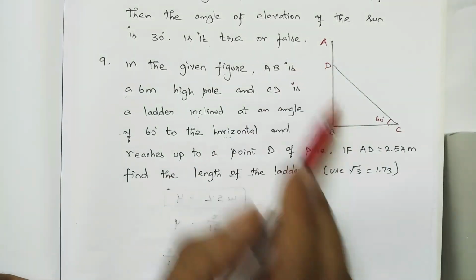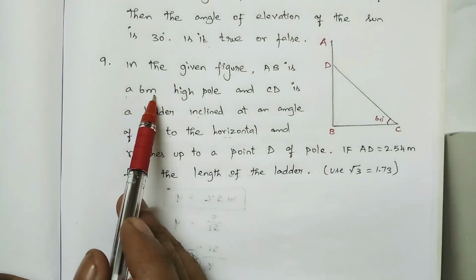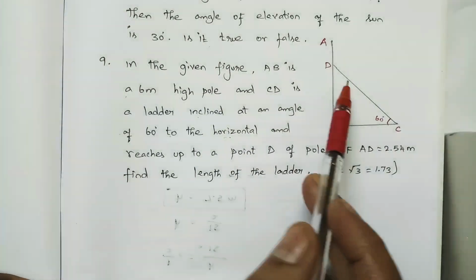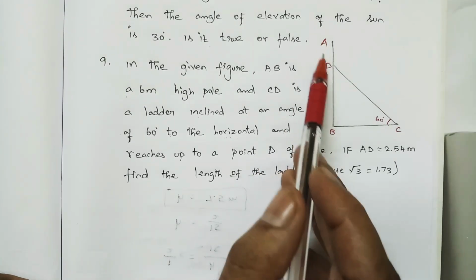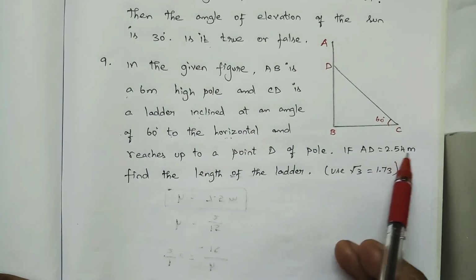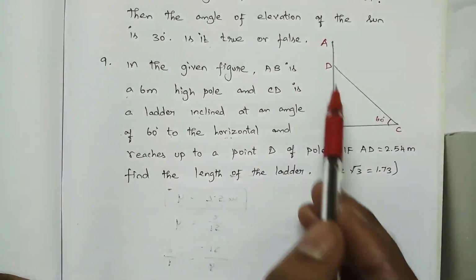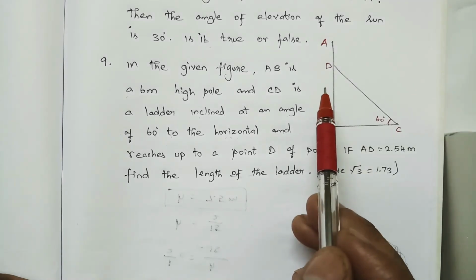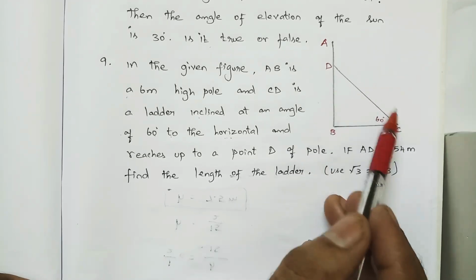If AD is equal to 2.54 meter. They have given that AB is 6 meter, AD is 2.54 meter, right? Find the length of the ladder. So we know the height of the pole, that is 6 meter. At the same time, we know the length of AD is 2.54 meter, right? From that we can find the remaining part, BD. So 6 minus 2.54 is the remaining part. If we know that part and one angle, then we can find the length of the ladder, right?